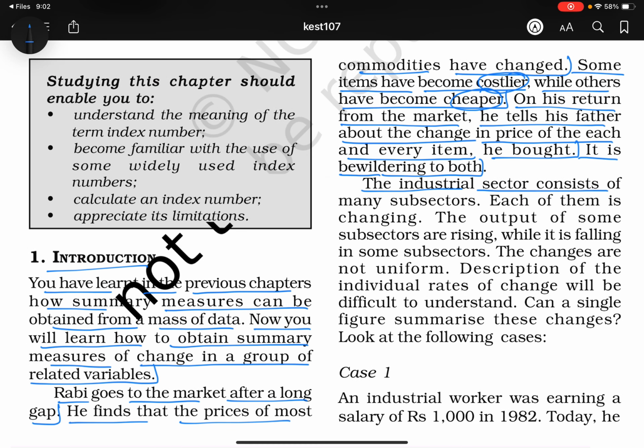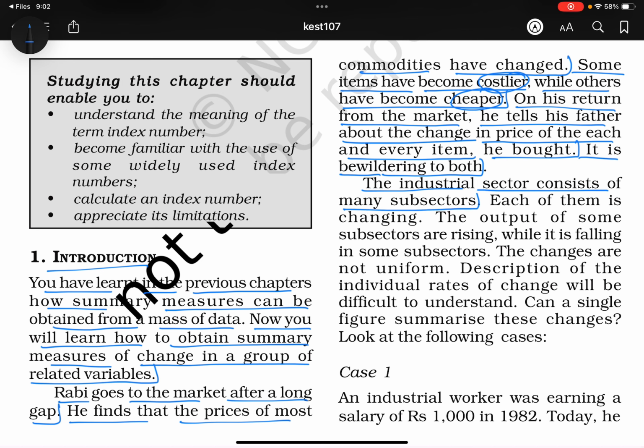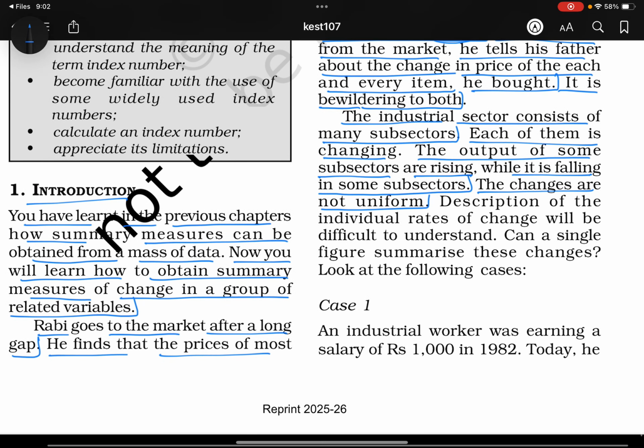The industrial sector consists of many subsectors. Each of them is changing. The output of some subsectors is rising, while it is falling in some subsectors. The changes are not uniform. Description of the individual rates of change will be difficult to understand. Can a single figure summarize these changes?